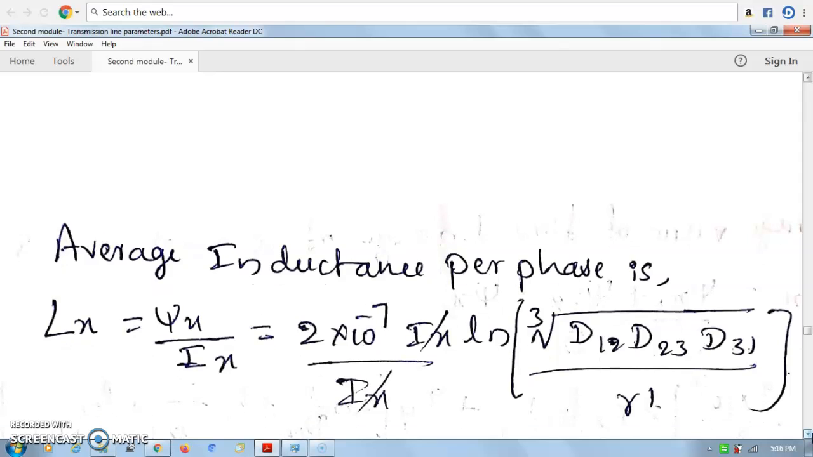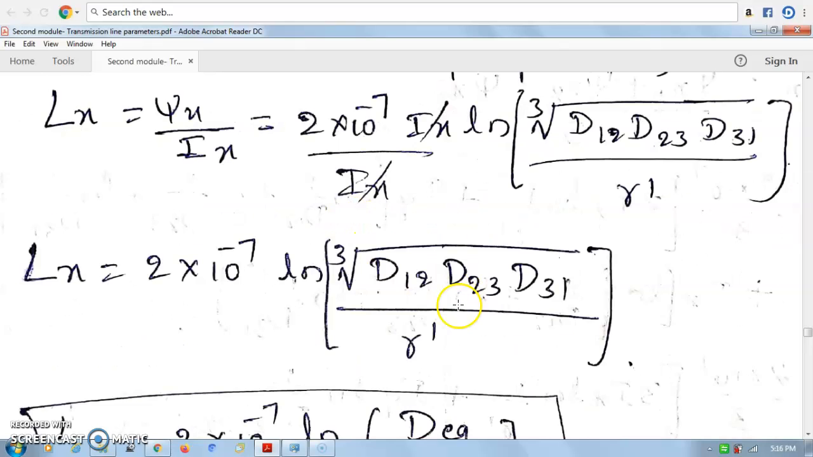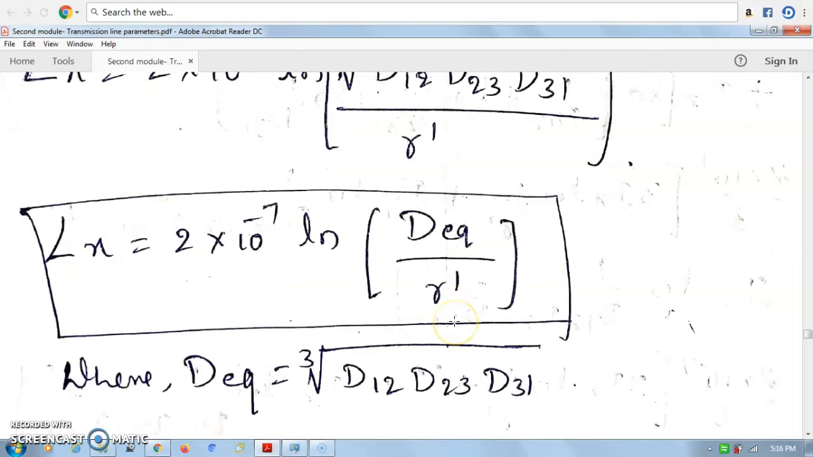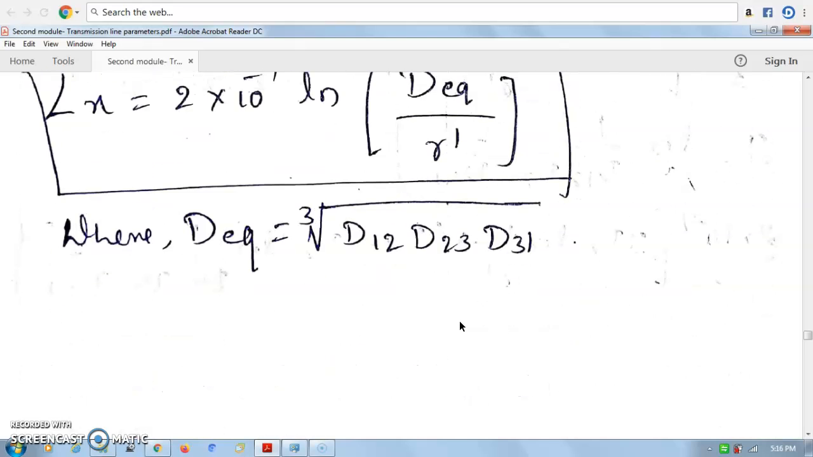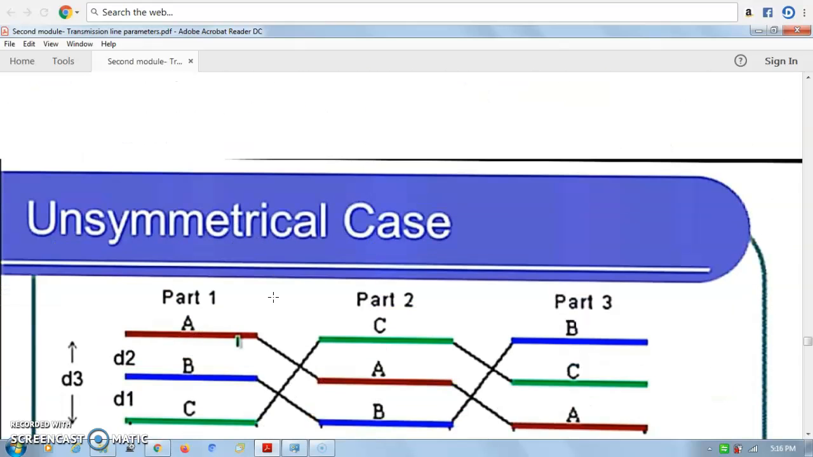Next is the inductance of the X conductor. Inductance is equal to flux divided by the current of that conductor, the flux of the X conductor divided by the current of the X conductor. Therefore, Ix gets cancelled. This is the total flux of the X conductor. I am taking this cube root of d12, d23, d31. This is the equivalent distance D equivalent between all three conductors. So this is the X conductor inductance. See, this is the unsymmetrical case.